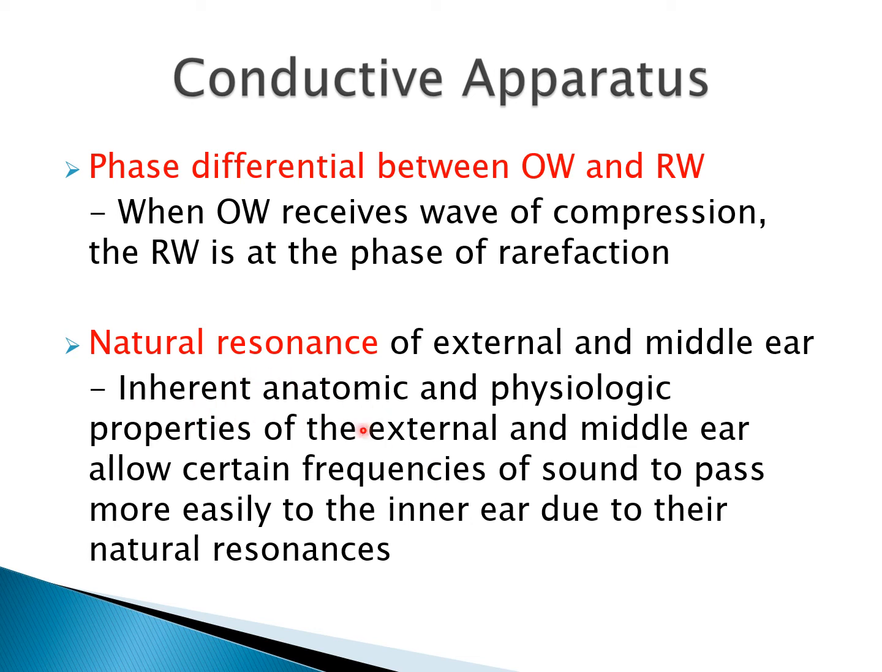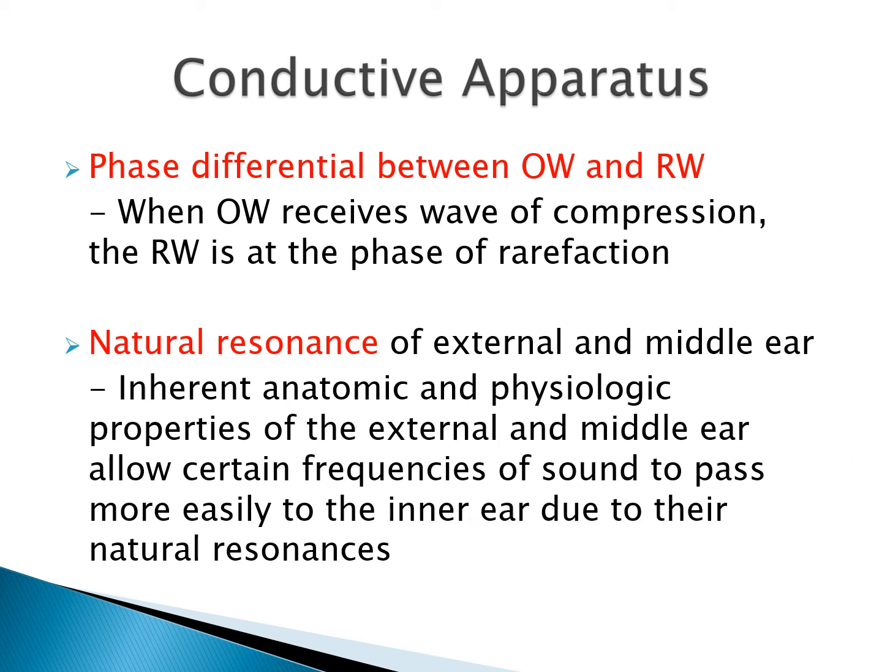So it is because of the inherent anatomical and physiological properties of the external and the middle ear, which allow certain frequencies of sound to pass more easily to the inner ear due to their natural resonance. So the impedance matching mechanism, the phase difference between the oval window and the round window, and the natural resonance of the parts of the external and the middle ear, all these three are very important for the conductive apparatus of hearing. So we see that I have described the conductive apparatus of the ear.